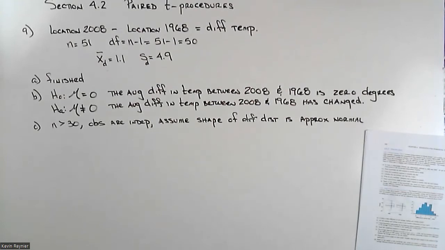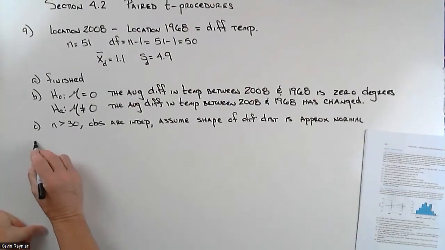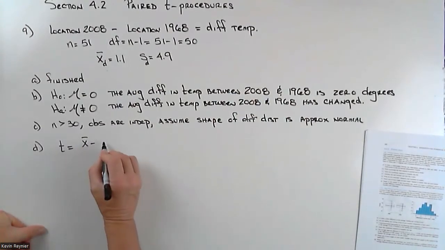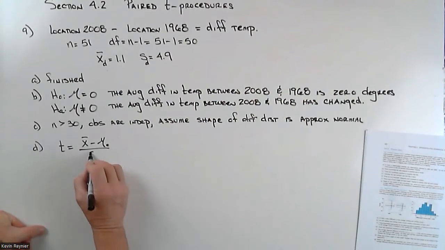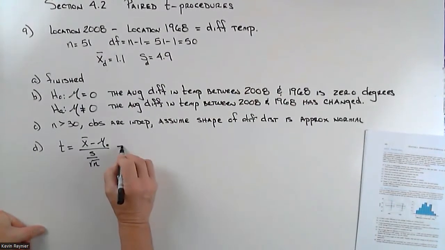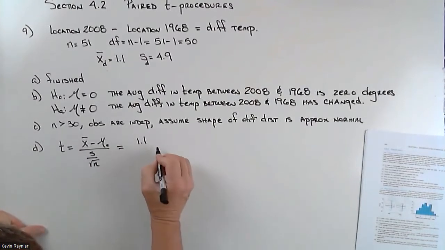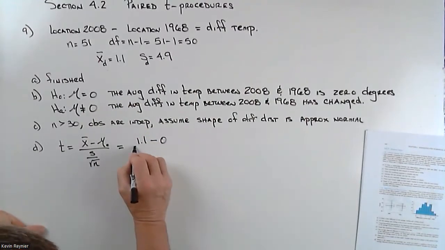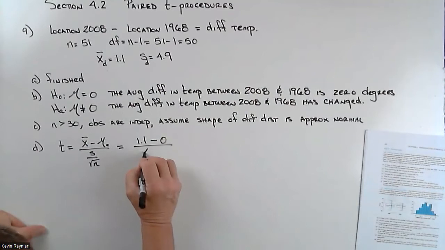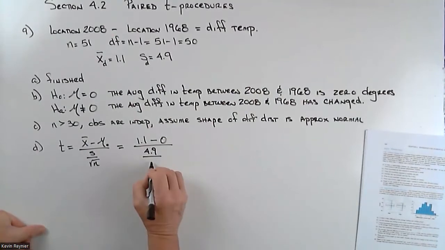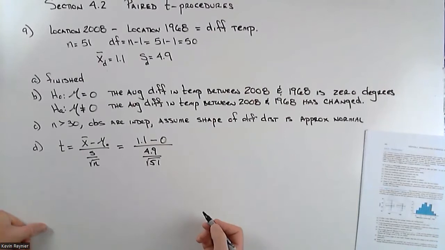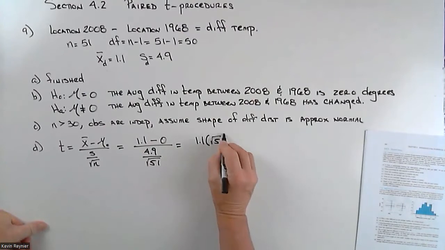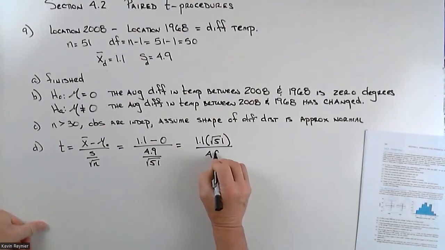Part D says calculate the test statistic and find the T value. Now we know our test statistic T is equal to X bar minus mu naught divided by S over the square root of N. So for us, that's our X bar, which is 1.1, minus our hypothesized value for our differences, which is 0, divided by S, which is 4.9, divided by the square root of our sample size, which is the square root of 51. So if we do some algebra here, that's 1.1 times the square root of 51 divided by 4.9.